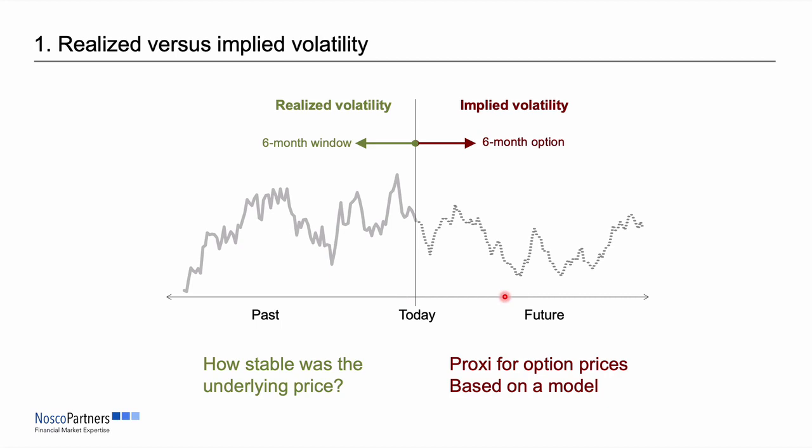Important to know that there is a trading strategy to harvest future realized volatility. That means the profit of this trading strategy will depend on how much the underlying fluctuates between now and expiry. This trading strategy is called gamma scalping.